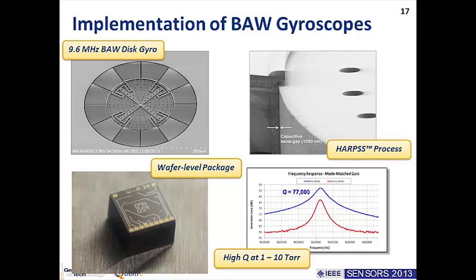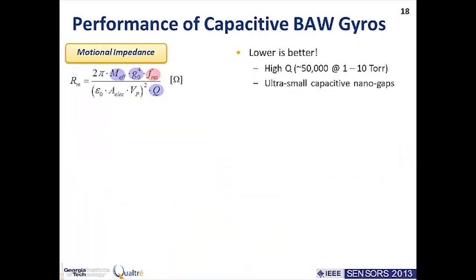So now the question is, well, these high-frequency devices, can they really perform at par with tuning fork gyroscopes, or can they even deliver better performance? And one way to do this comparison is by looking at every single metric that defines if a gyroscope is high performance or not. And we can start by looking, for example, at the motional impedance or motional resistance. And this is basically a metric of how much energy you need to put into the drive mode to keep that oscillation.